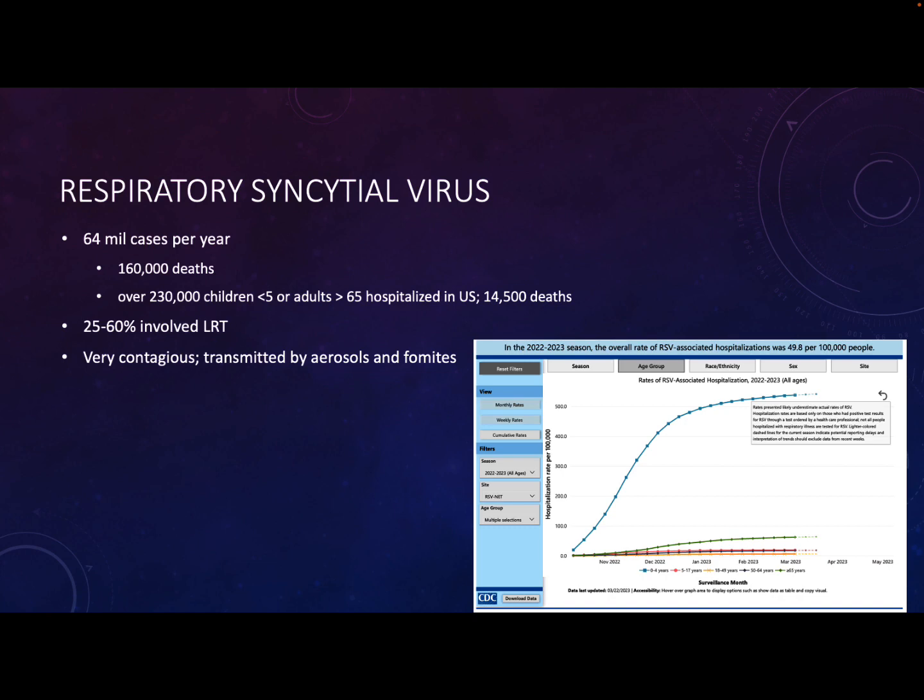Worldwide, they estimate 64 million cases a year, leading to 160,000 deaths. In the US, 230 children under the age of 5 or adults over the age of 65 are hospitalized annually, with approximately 14,500 deaths. Now, the majority of the patients that actually need to be hospitalized or end up dying of the infection end up with a lower respiratory tract infection. It gets down into the deeper tissues of the respiratory tract, and instead of causing just an upper respiratory infection, it gets into the lower respiratory tract.